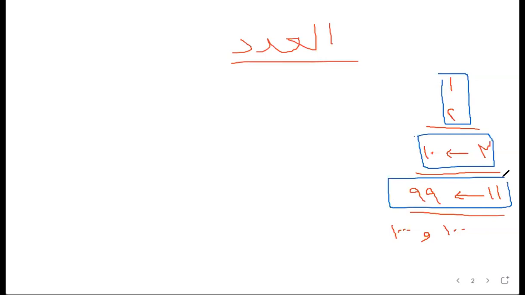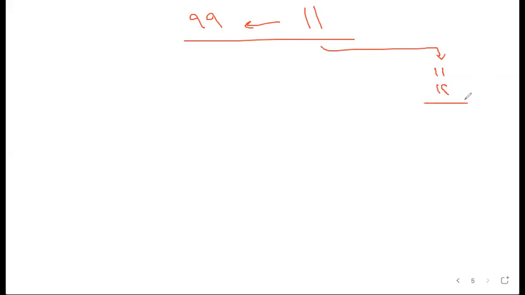Now let's go to our, mashallah, tabarakallah, big topic: 11 to 99. 11 to 99 is special, because we have approximately 4 different rules to think about. Number 1, 11 and 12, these go together. 13 to 19, these go together.